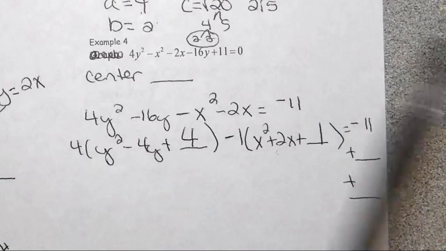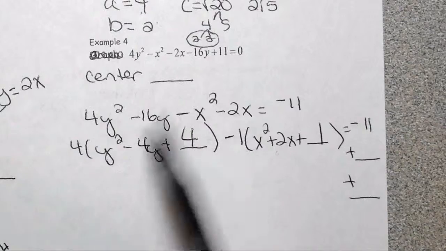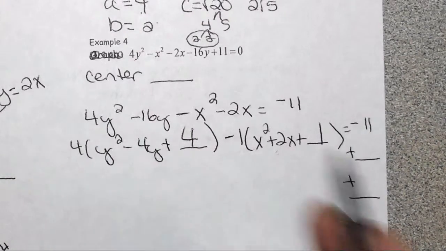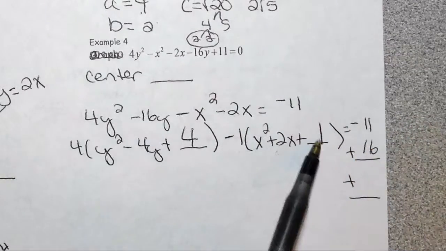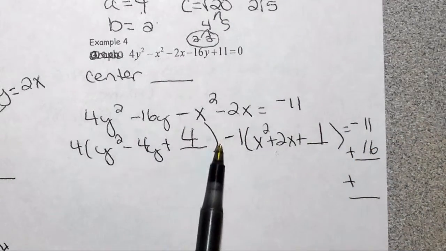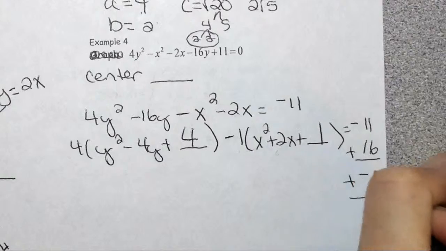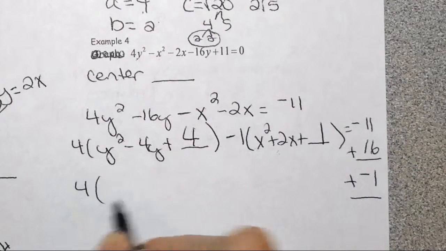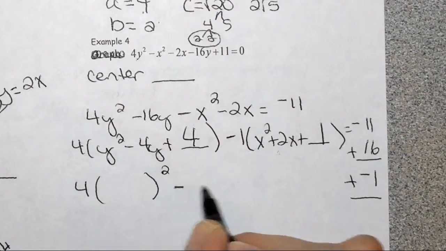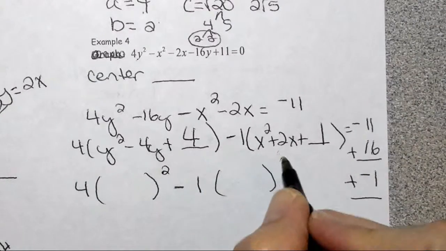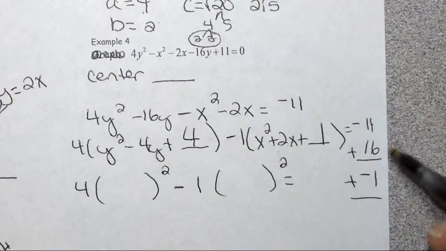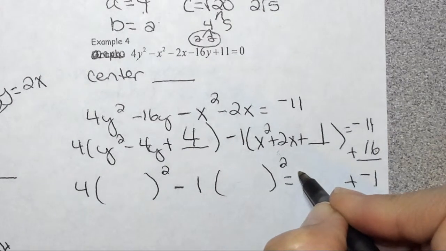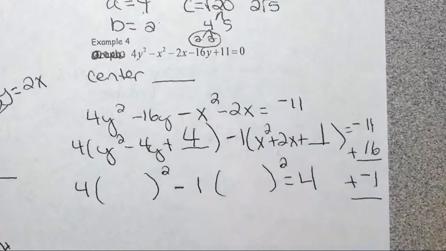But be careful. You didn't really add a 4. You added 4 times 4. So what did you really add to this one? 16. And you didn't really add a 1 over here. You added negative 1 times 1. Okay. So I've got 4 squared minus 1 squared equals, what is negative 11 plus 16 minus 1? You have calculators. 4. It's 4.